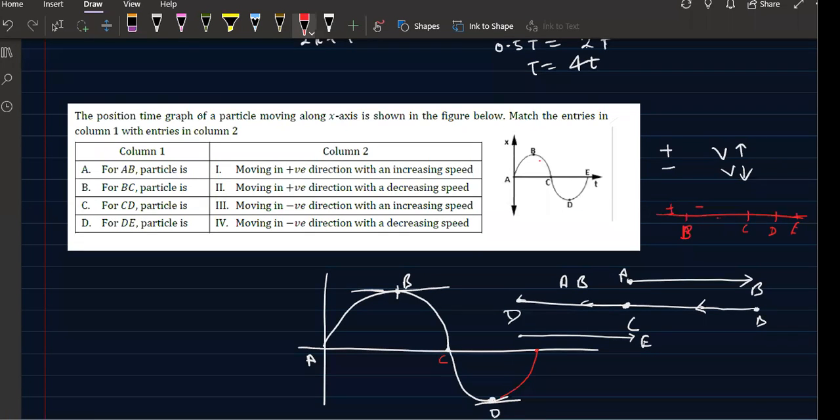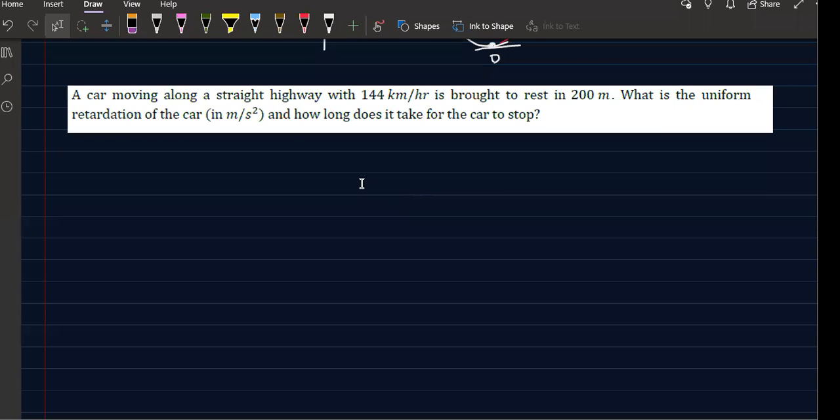Got it, everyone? Tell me, got it? So I can say that A to B decreasing, B to C increasing, C to D decreasing, D to E increasing. Now this will give you the idea about all the four options. Yes, everyone? Okay, very good. I guess everyone got this. Now try solving this problem. Everyone try solving this problem.